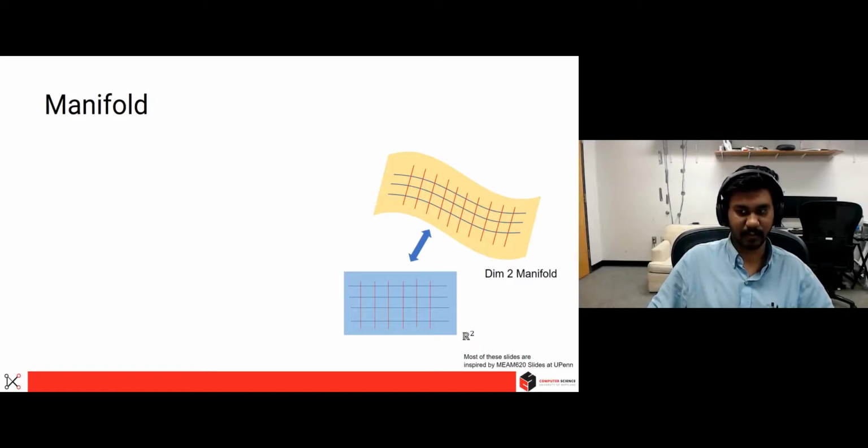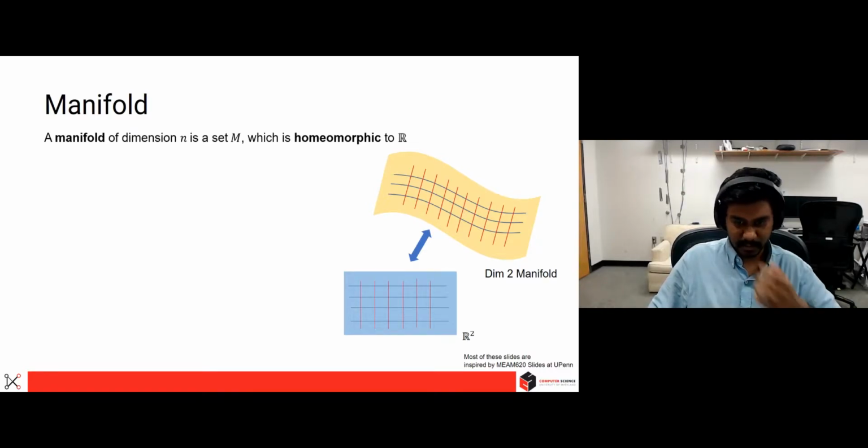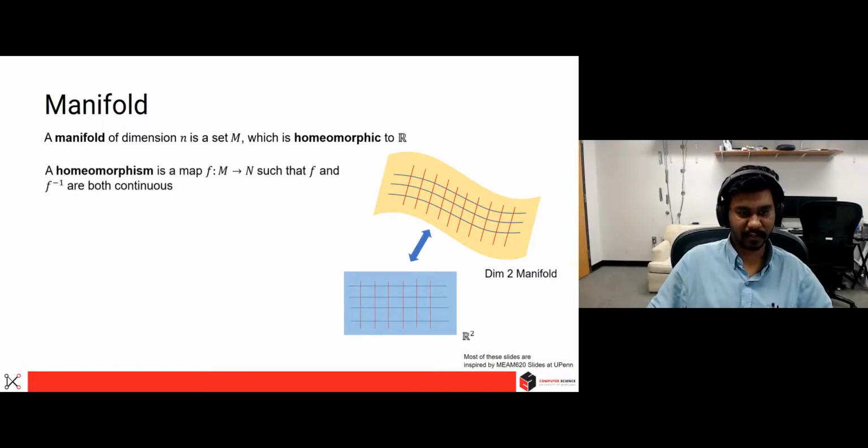So let's start with manifold. What is a manifold? A manifold of dimension m is a set M which is homeomorphic to R^m. So you might be asking what is homeomorphic or what does homeomorphism mean? We'll come to that in a little bit. A homeomorphism is a map F which takes you from set M to set N such that F and F inverse are both continuous. A cartoon representation of this is shown on the right hand side in this figure.